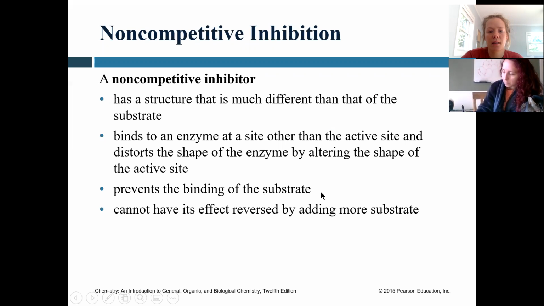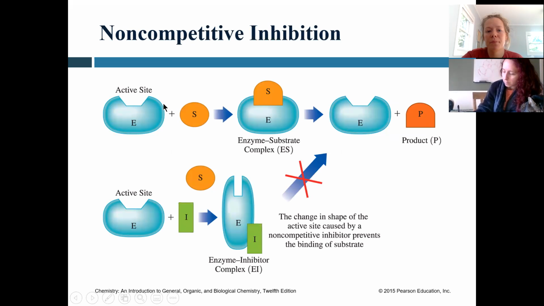So it looks something like this. We've got our enzyme, and it fits with the substrate, and we can get our enzyme substrate complex. Hopefully that makes sense now. Well, what will happen is we have the enzyme, and a non-competitive inhibitor will shove itself in on the side somewhere, and it totally changes the shape. Whereas the substrate could fit in this, there's no way it's fitting in here. And now it pretty much renders this enzyme useless.